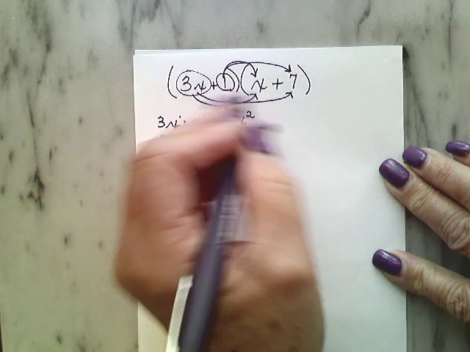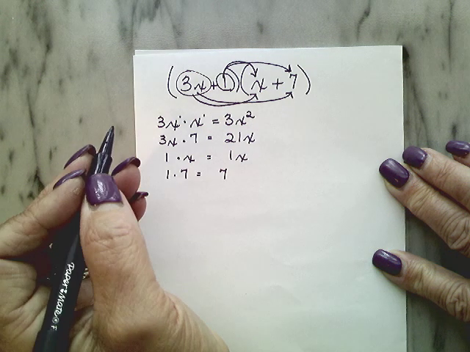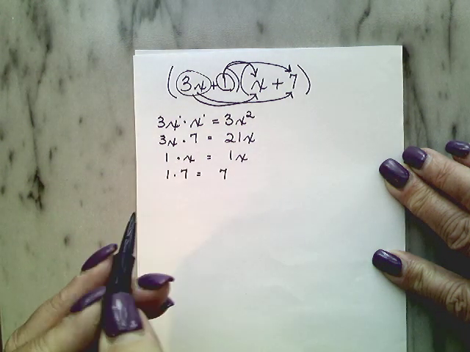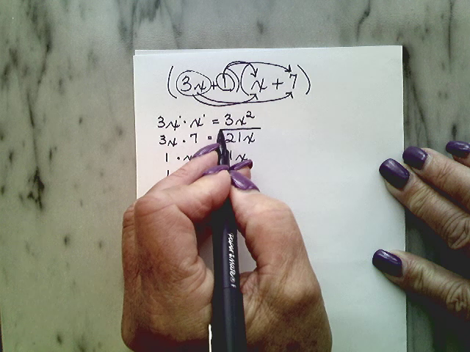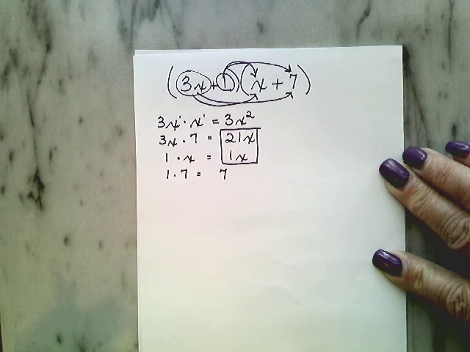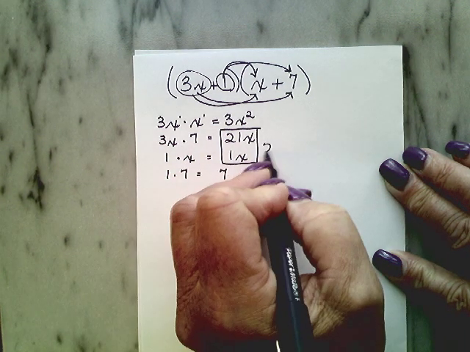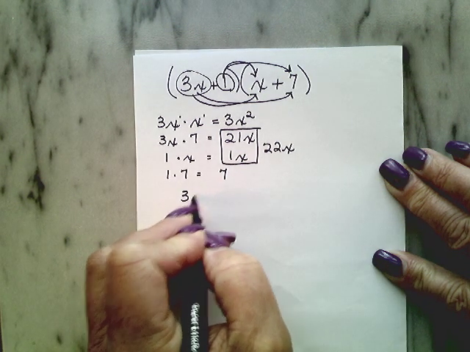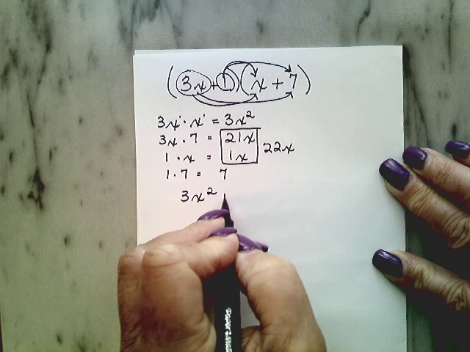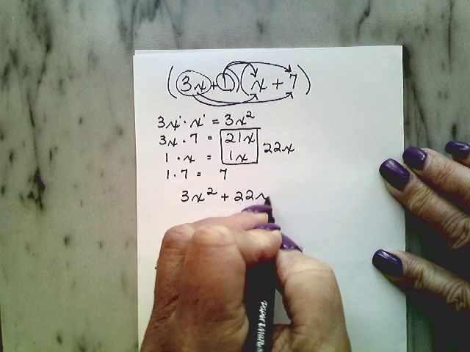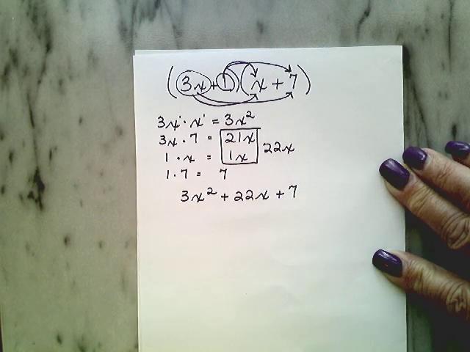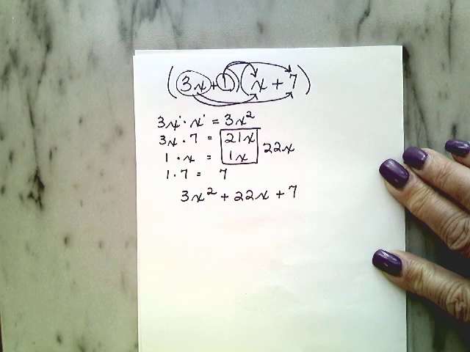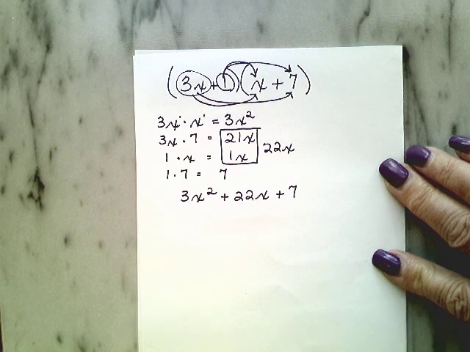Once we have finished that double distributing, then we are going to add and combine like terms. So these two terms are alike, so that would become 22x. So our final answer is going to be 3x squared plus 22x plus 7. Okay, you're going to need to know how to do this, the double distributive property, before you can do some simplifying of radicals, which is where we're going next.